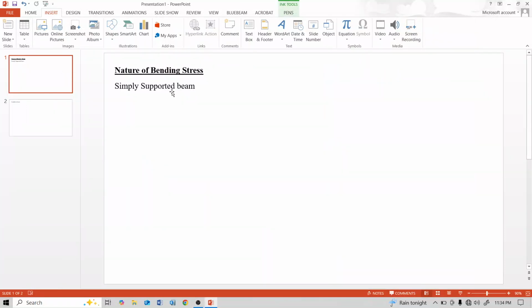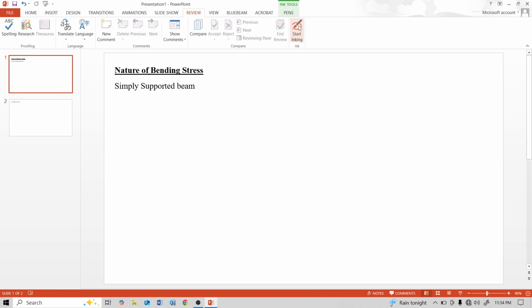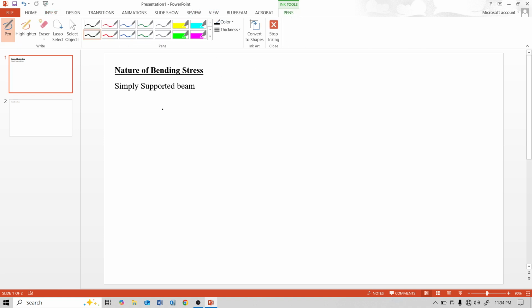Today in this video we will see the nature of bending stress. The nature of bending stress is for a simply supported beam. Consider one simply supported beam. Consider this simply supported beam. This is the cross section of this beam and this is the neutral axis of the beam.